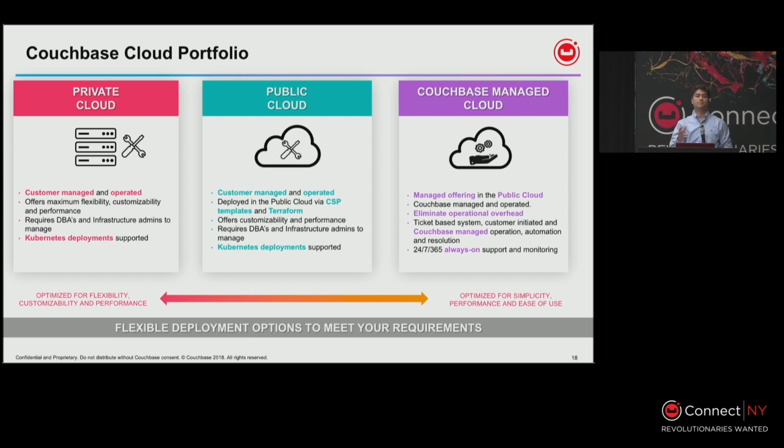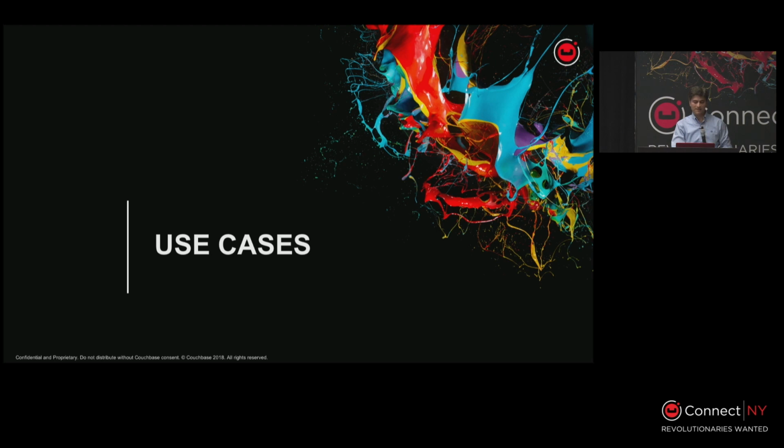But if you just want to pick and choose just IaaS, which is infrastructure as a service, then you can just deploy Couchbase on any of your servers in the cloud, and you can get the same performance. But Kubernetes makes that transition very easy. And I believe that's my last use case.